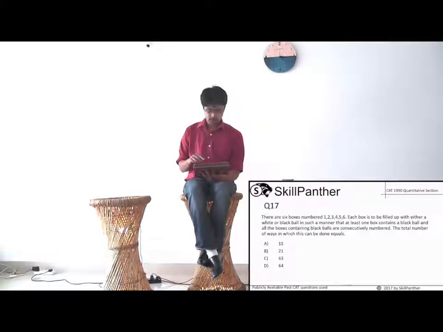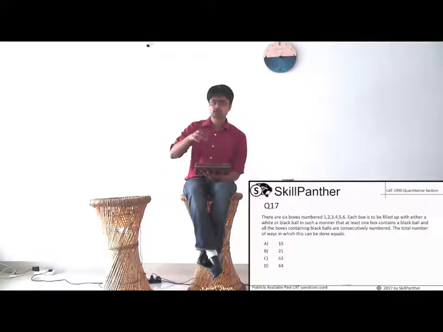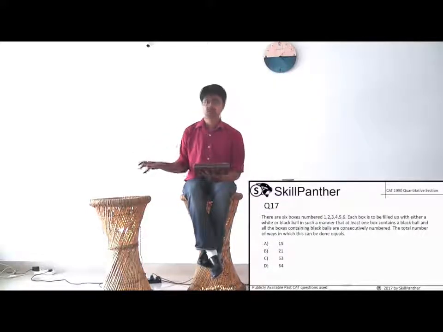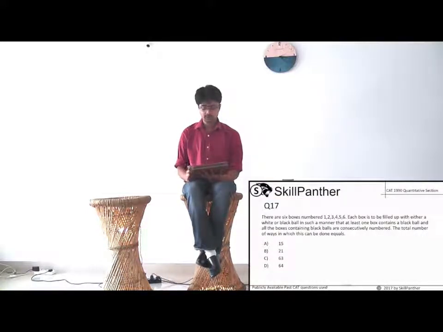I have been told that at least one box contains a black ball. So I know I can't make it 6 white balls. I have to have at least one black ball. And all the boxes containing black balls are consecutively numbered. In how many ways can we then fill this up?